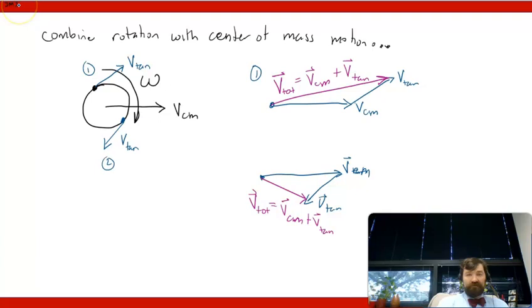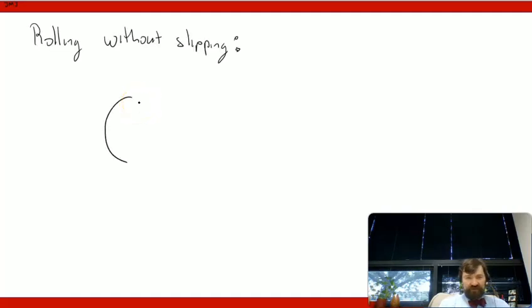And so obviously each point on the wheel is going to have a different value for the total velocity. Now here's where the rolling without slipping comes into play. Let's again draw that same wheel.